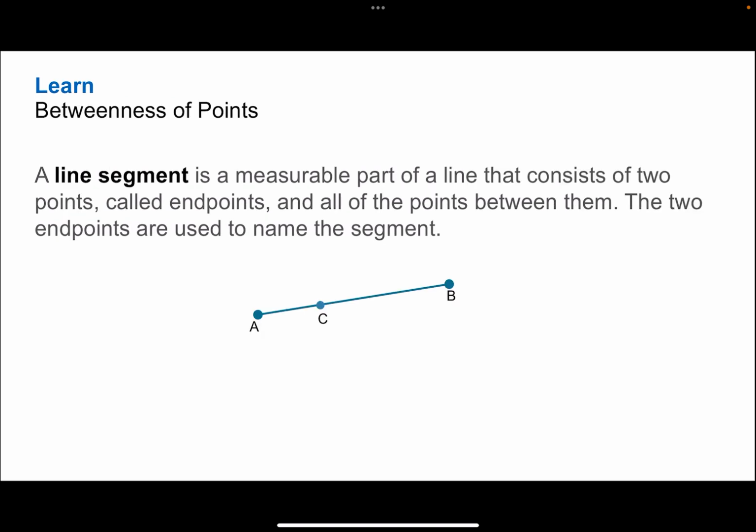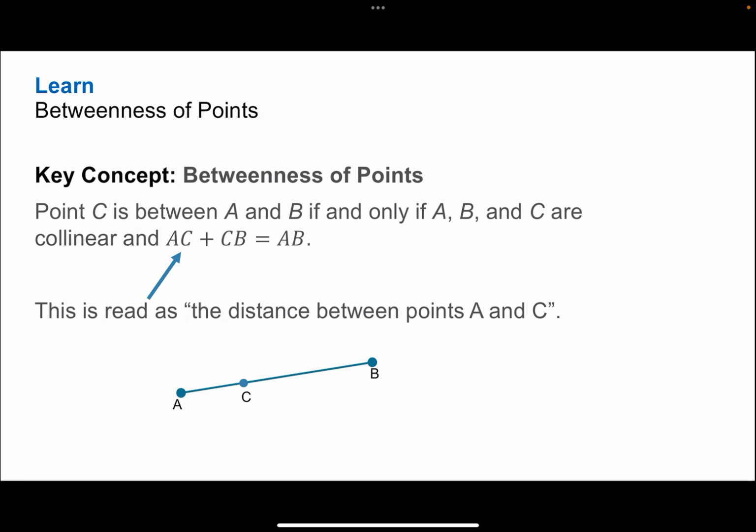So first of all, we need to understand that a line segment is something that can be measured. So we can use a ruler or some other measuring device to figure out how long a line segment is. And it consists of 2 points. Those points are called the endpoints, and it's also all the points that are in between them. The 2 endpoints are used to name the segment. So this first segment that is probably quite obvious is segment AB, but we could also talk about this portion of the segment, segment AC, or this portion of the segment CB or BC.